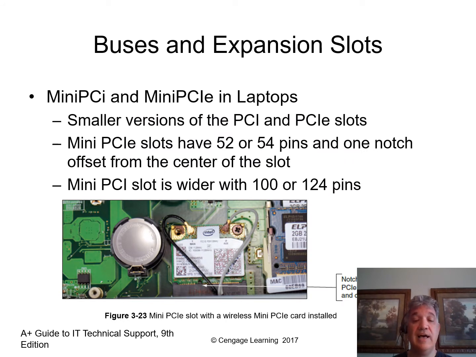So briefly going through this slide, because I see we're running long today. The smaller versions of the PCI and the PCIe slots carry the same information, but they've been miniaturized to fit the small form factor of a PC. You notice the very last bullet point says the mini PCI slot is wider, with 100 or 124 pins, versus the mini PCIe, which is 52 or 54 pins. Again, the most noticeable thing will be that notch difference. If you missed the pin count, you'll certainly notice that the notch does not line up between the peripheral and the port.